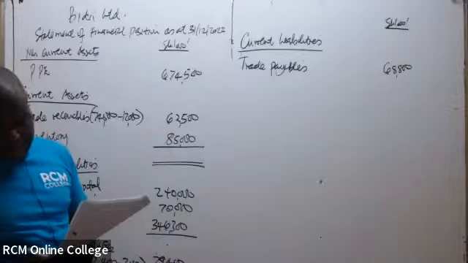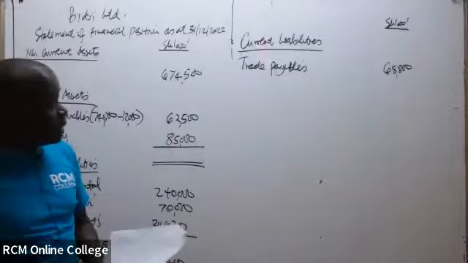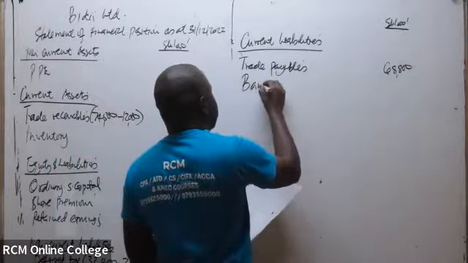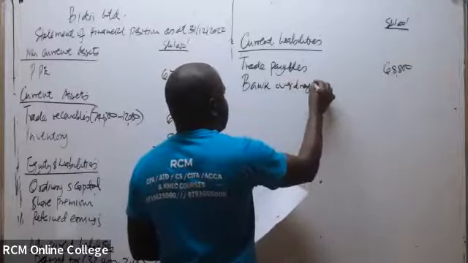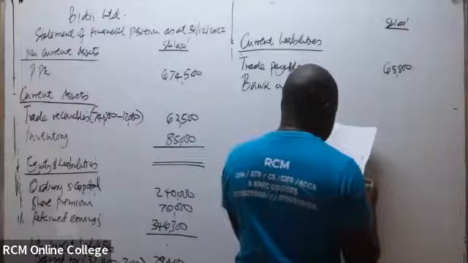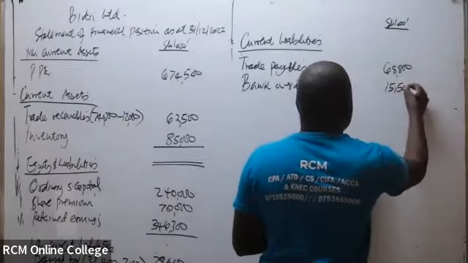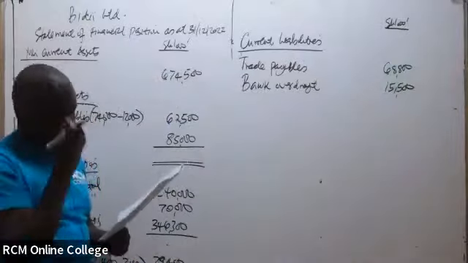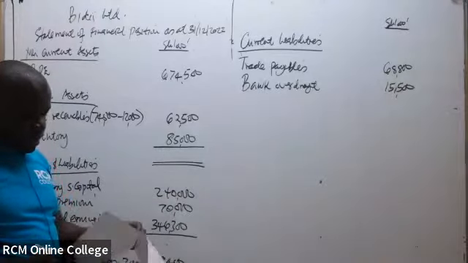Then, of course, we have the bank balance, which our friend was actually talking about. The bank balance is on the credit side. So that is what we call a bank overdraft of 15,500,000.